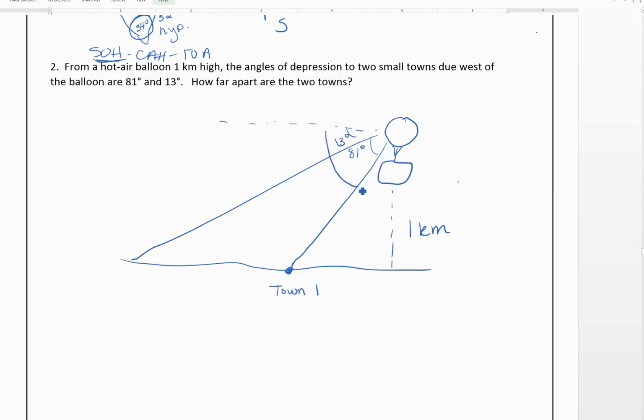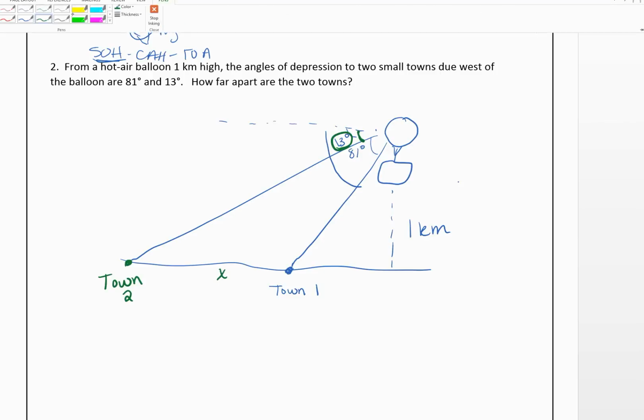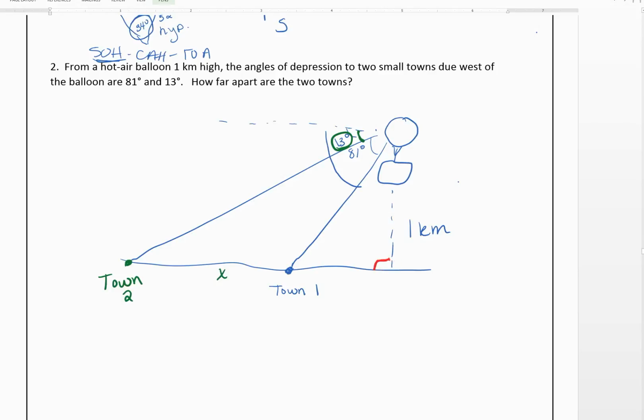So this whole thing is 81. This one is 13. And we're looking for how far apart they are. We're looking for this distance. Now we might actually have to solve a little bit more to do this. First we should mention that the way we're measuring this is a right angle. Okay, so we've got two triangles here.